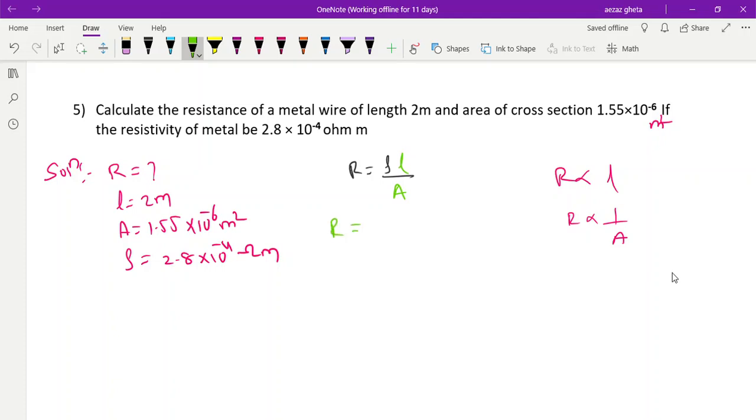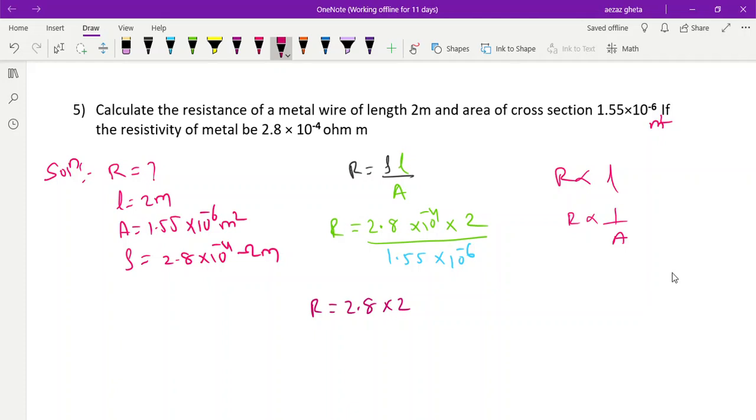R is equal to rho. Rho is what? 2.8 into 10 power minus 4. L is what? 2 meter. Whole divided by area, which is how much? Area is 1.55 into 10 power minus 6. Everybody got it? So it is very simple now.